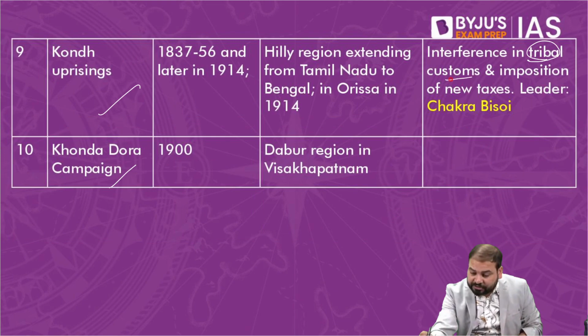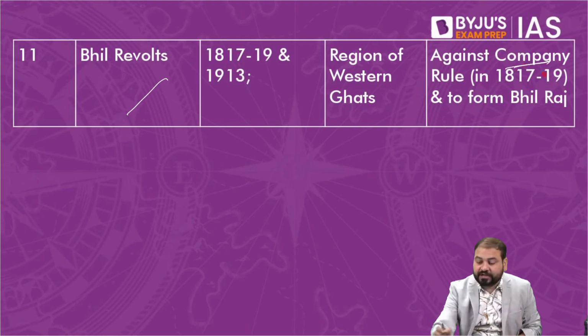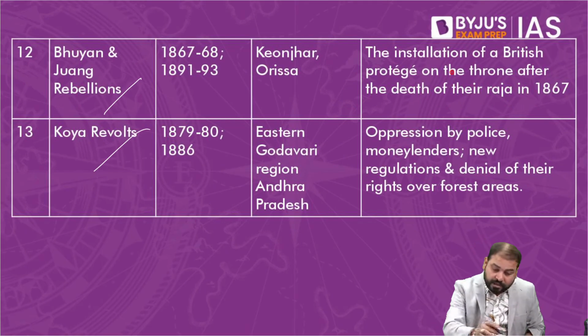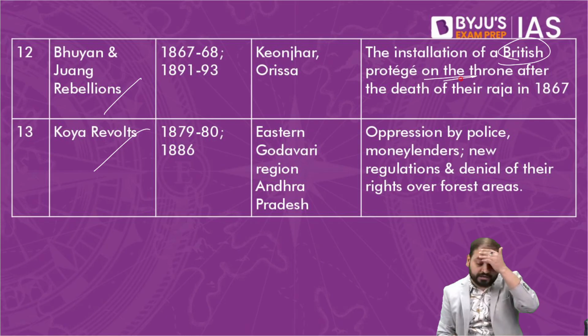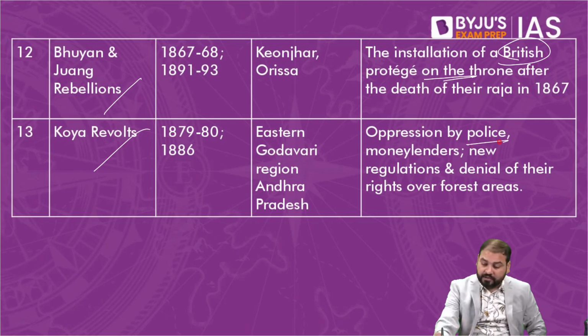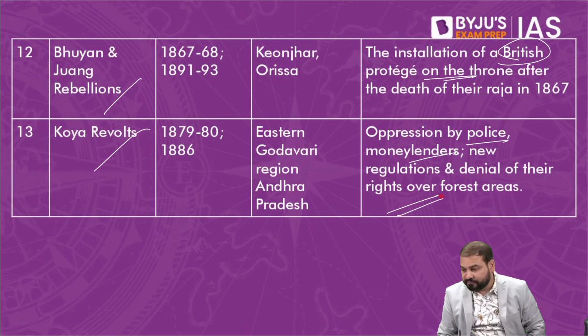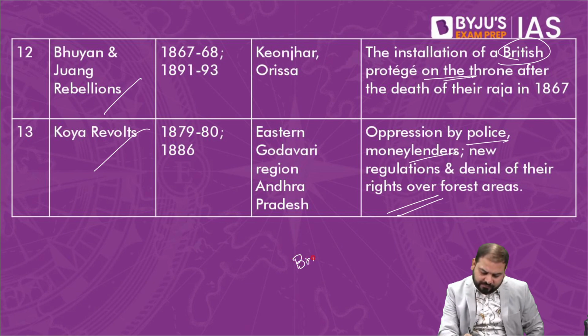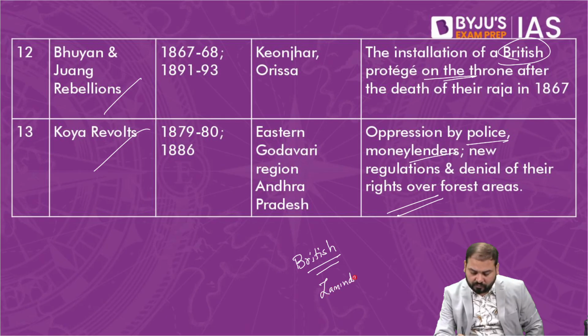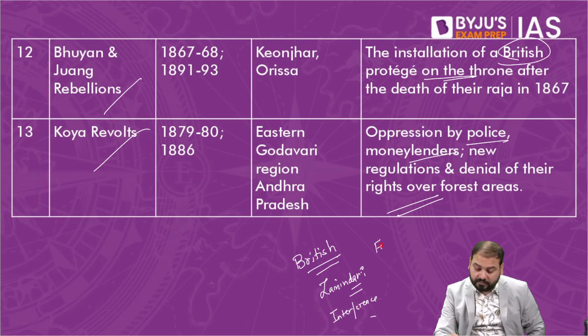Kond, again, the Britishers are interfering in their customs and bringing new taxes. Bhil, against the company because company has occupied their areas. This because the Britishers have installed a new king on the throne. Koya, police, moneylenders, all these are British agents. Everyone, I'm telling you, don't remember the causes. Why? Because causes every time would be related to British, their zamindari system, land revenue policies, their interference in our customs, their forest policies.